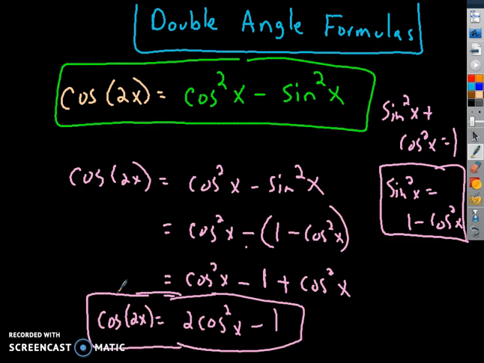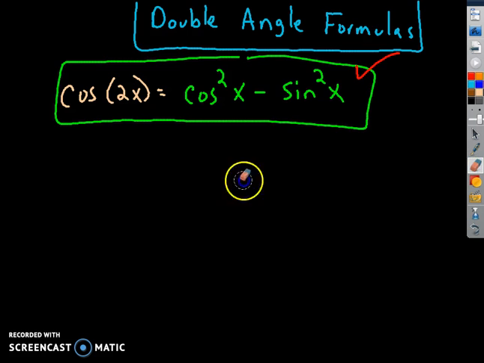So we got 2 formulas of cosine of 2x. We got this one, and it could also be this one. Both of them are useful at different times. All right. Now let's think about the third formula, the final formula for cosine of 2x. All right. So erase the screen. Let's think about it another way.